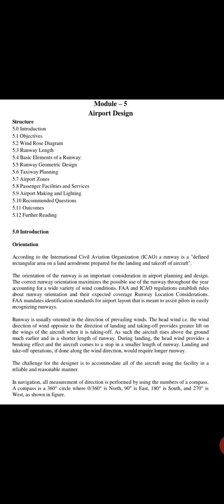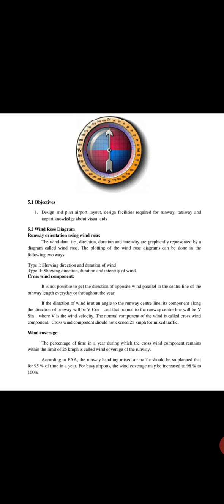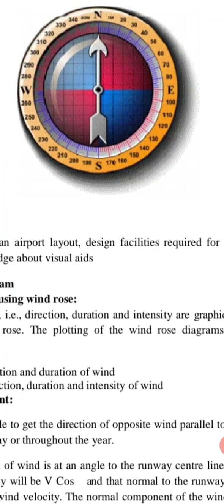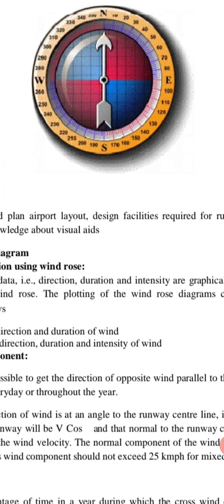In navigation, all measurements of direction are performed by using the compass. A compass is a 360-degree circle, where 0 or 360 degrees is north, 90 degrees is east, 180 degrees is south, and 270 degrees is west. You can see this figure, it is clearly given here, the north, south, east, west diagram. It's the full 0 to 360 degrees. So you can see here.